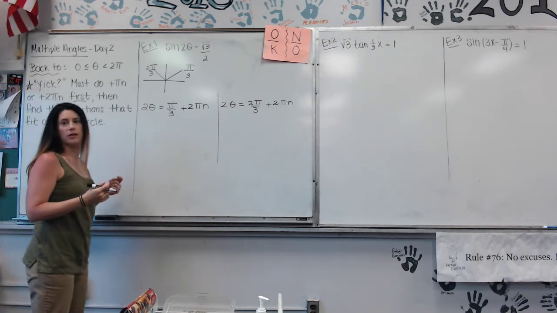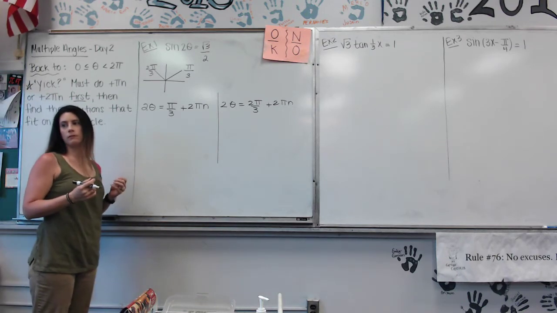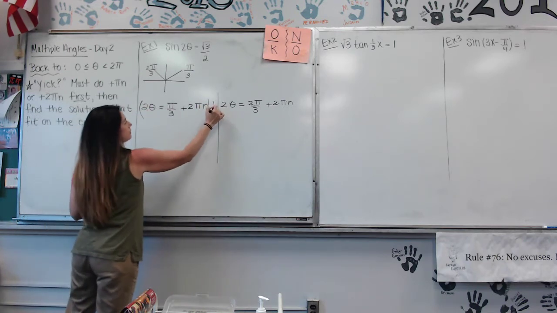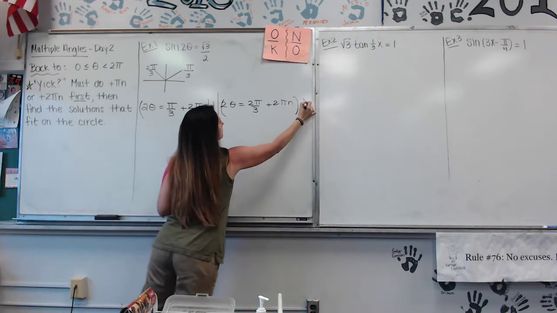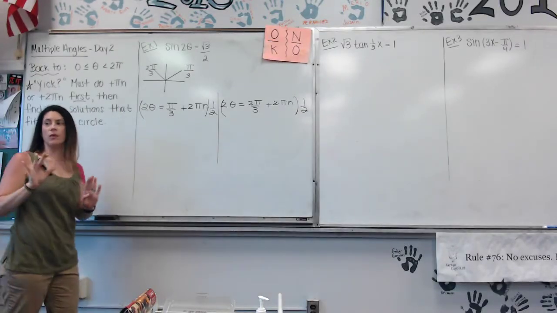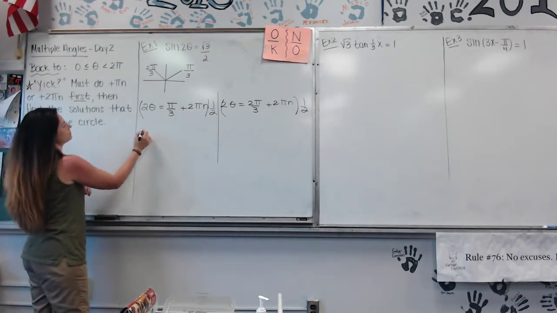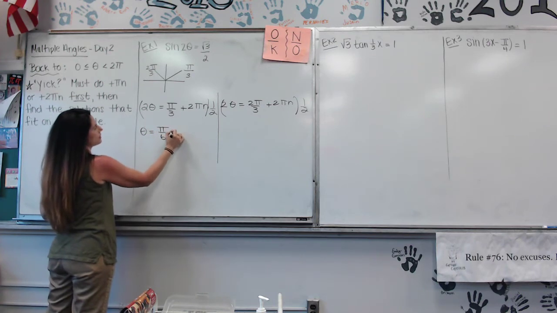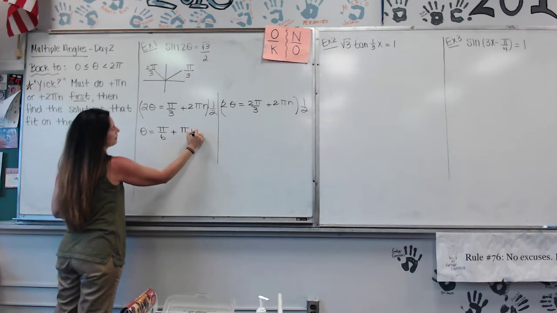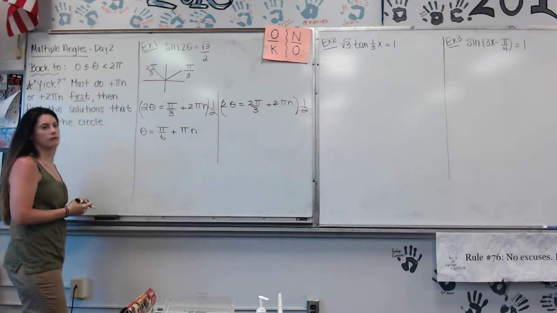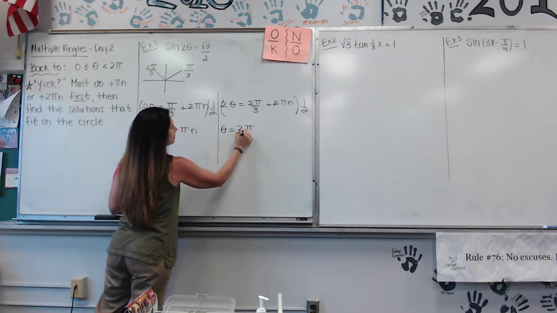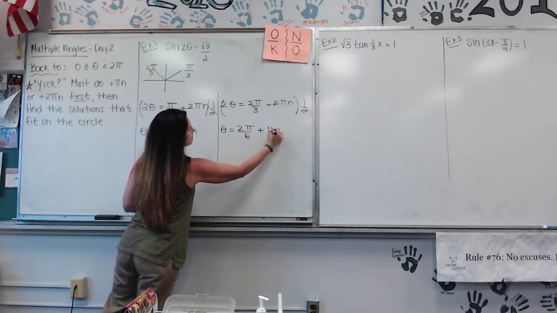So does anybody remember how we get the theta by itself? Scott? We multiply by 1/2. Good. So everything. So again, this is nothing different than what we did on Friday, right? So theta is going to be pi over 6 plus, this will end up being pi n, that'll reduce. And this one is theta equals 2 pi over 6 plus pi n.